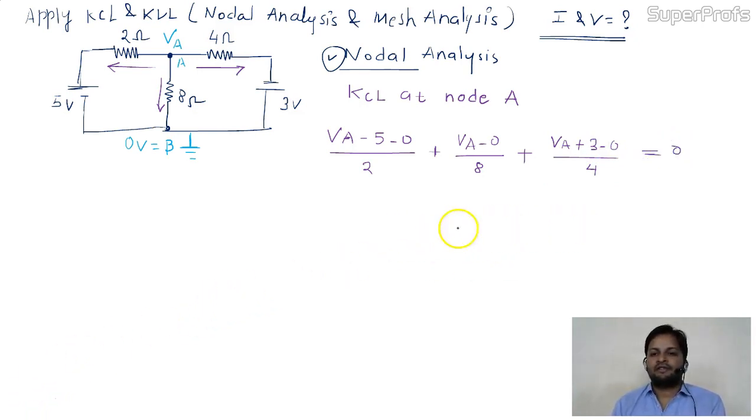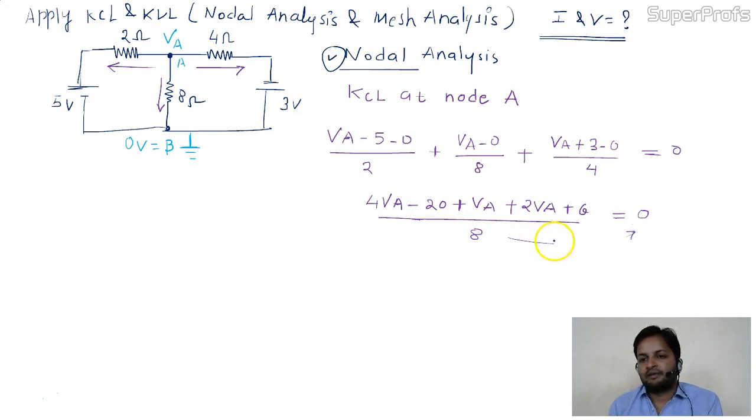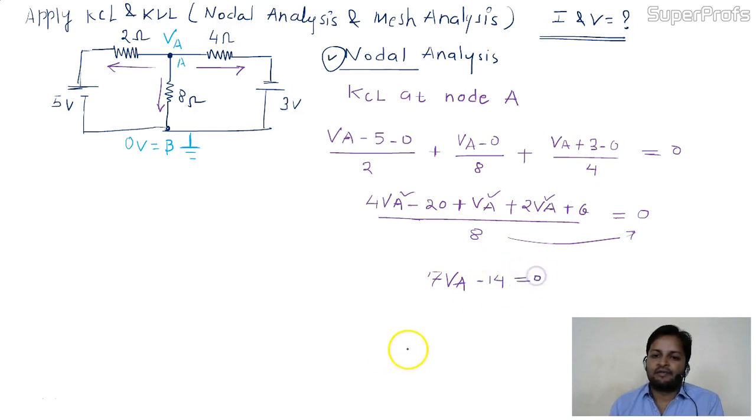In this equation only one unknown is there, so I can solve for that. Take the LCM, which is 8. So 4VA minus 20, plus VA, plus 2VA, plus 3 2s are 6, equal to 0. This 8 will go to this side. Now 4VA, 5VA, 7VA: 7VA minus 20 plus 6, minus 14 equal to 0. VA equals 14 by 7, so VA equals 2 volt.